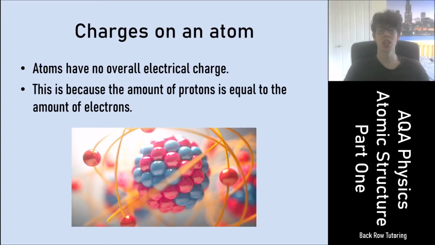Okay, so we're going to move on to charges on an atom now. Atoms have no overall electric charge. This is because the amount of protons is equal to the amount of electrons. We've already been over this. The amount of protons in the nucleus is equal to the amount of electrons around the outside of the atom. And if it's equal, there's no overall charge.